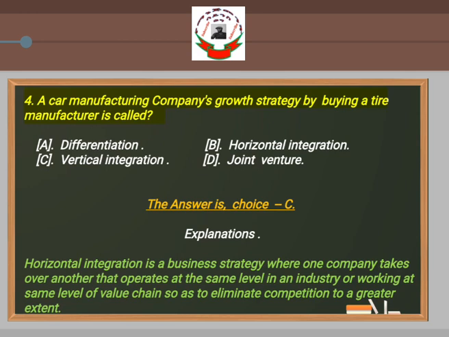4. A car manufacturing company's growth strategy by buying a tire manufacturer is called A. Differentiation. B. Horizontal integration. C. Vertical integration. D. Joint venture. The answer is choice C. Explanations: Horizontal integration is a business strategy where one company takes over another that operates at the same level in an industry or working at same level of value chain so as to eliminate competition to a greater extent.